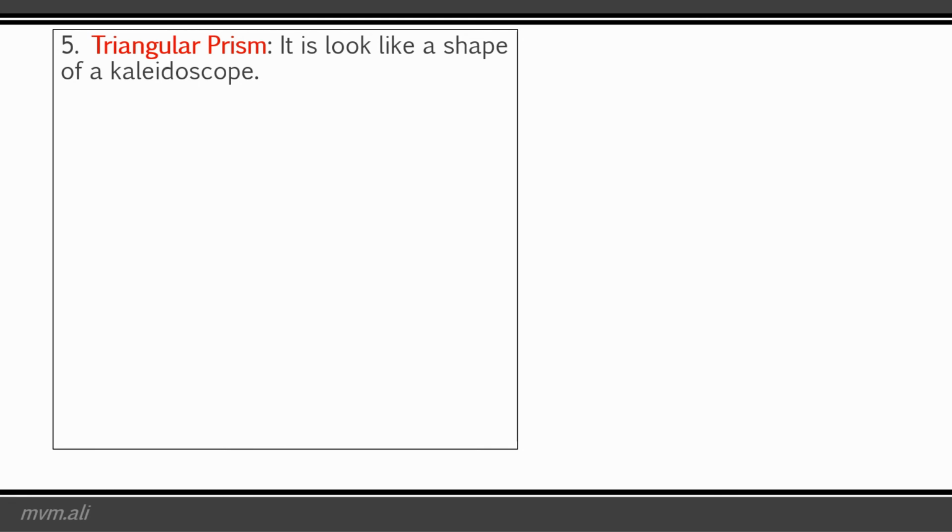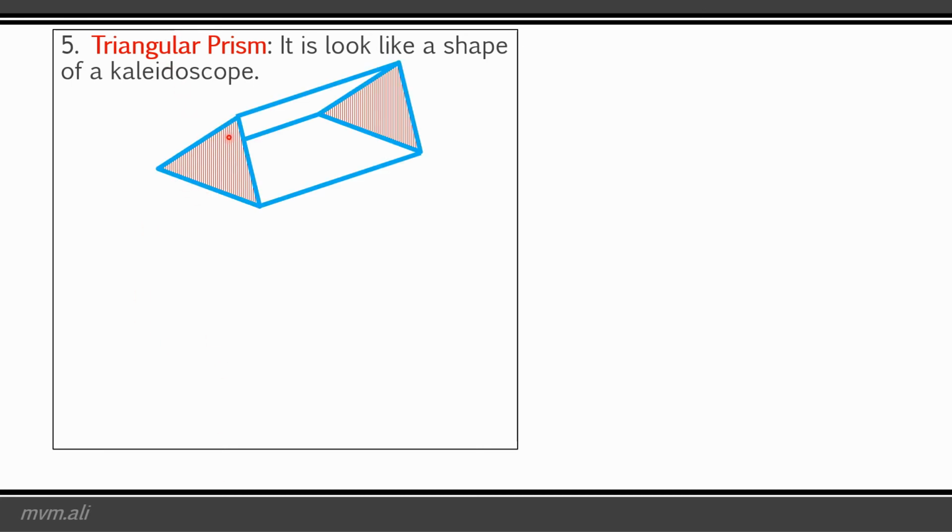It looks like the shape of a kaleidoscope which you have already learned in science. What is a kaleidoscope and the purpose of a kaleidoscope? Here we are going to discuss only the geometrical part of that shape, the triangular prism. A triangular prism looks like this. 2 base surfaces are there. This shaded portion is the base surface.